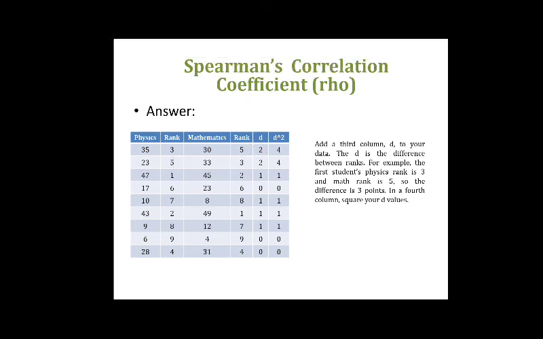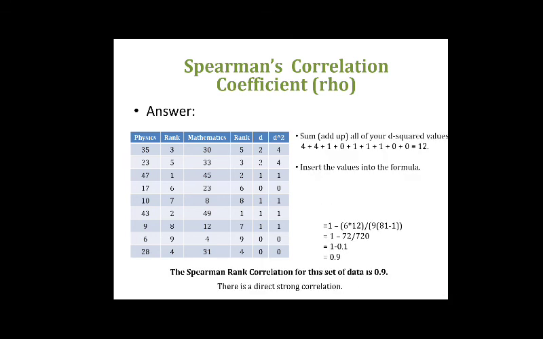Likewise, 1 minus 2, 1. 6 minus 6, 0. 7 minus 8, 1. 2 minus 1, 1. 8 minus 7, 1. 9 minus 9, 0. 4 minus 4, 0. Then we find the square in this column. So 2 square, 4. 2 square, 4. 1 square, 1. Likewise, I am finding the squares. What do I have to do at the last? I will just take the sum of all the squares. 4 plus 4 plus 1 plus 0 plus 1 plus 1 plus 1 plus 0 plus 0. Okay, so the summation here is 12.